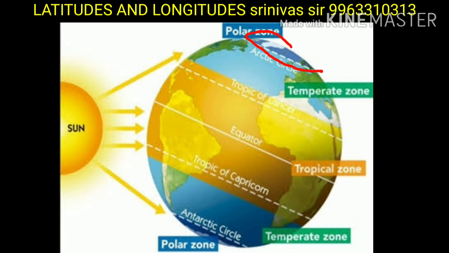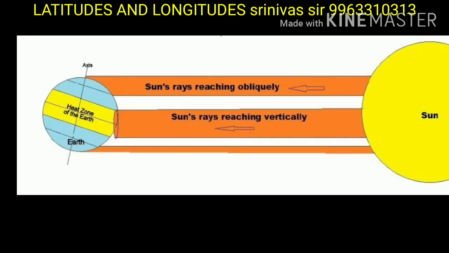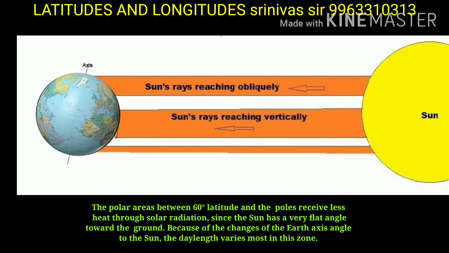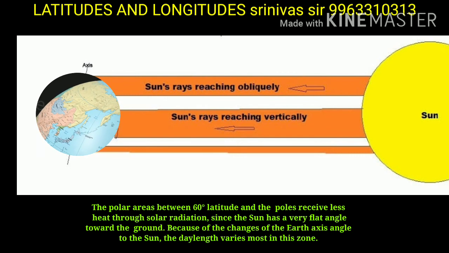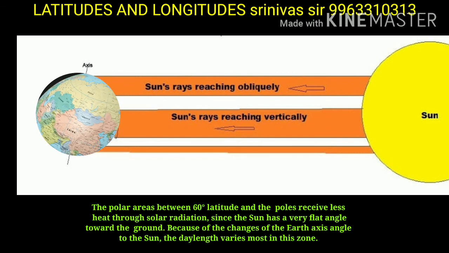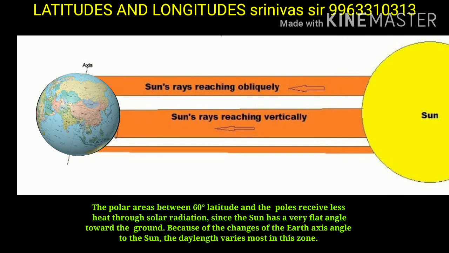From Arctic Circle to North Pole and Antarctic Circle to South Pole, the area is called frigid zone or polar zone. The polar areas between 60 degrees latitude and the poles receive less heat through solar radiation, since the Sun has a very flat angle toward the ground. Because of the change of the Earth's axis angle to the Sun, the daylight varies most in this zone.